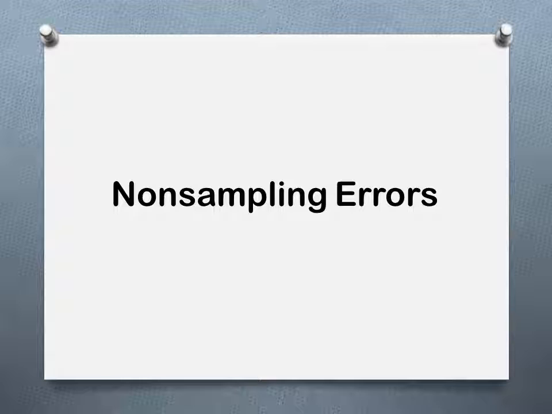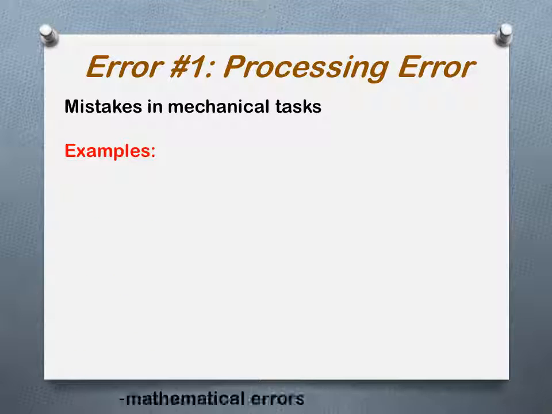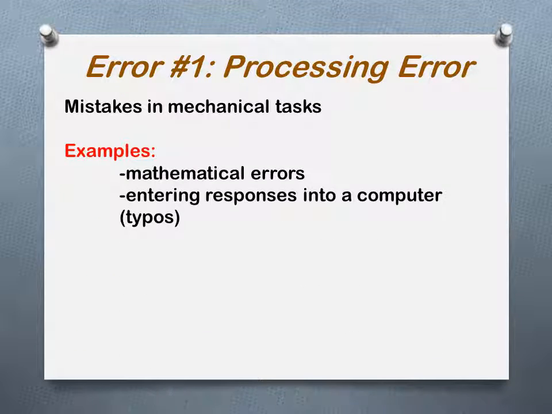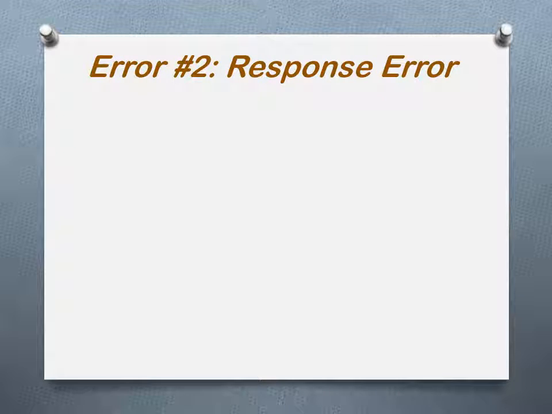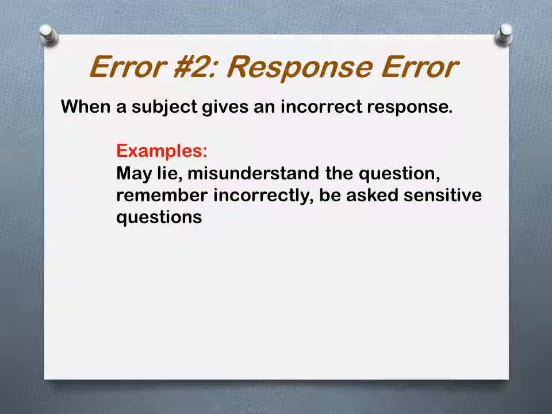Now let's look at non-sampling errors. The first one we discuss is processing error. These are mistakes in mechanical tasks. For example, this would be mathematical errors, entering responses into a computer incorrectly, or typos. Our next error is called a response error. This is when a subject gives an incorrect response. For example, people may lie, they may misunderstand the question, they may remember incorrectly, or maybe the question is sensitive and therefore they may not be telling the entire truth.